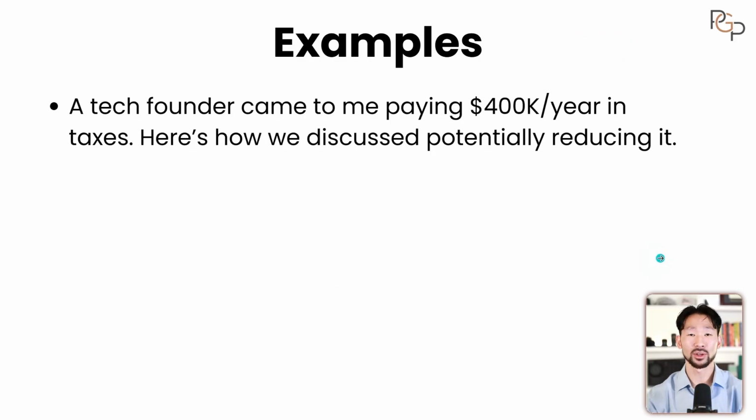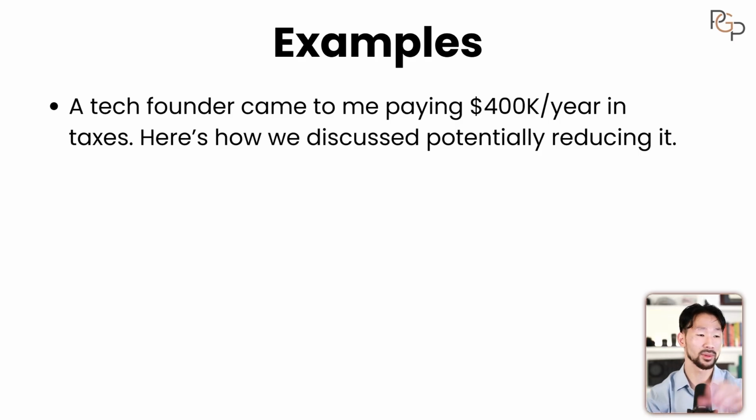The first example here is a tech founder came to me paying $400,000 a year in taxes. Here's how we discuss potentially reducing it. Now, again, you're not focusing on specifics. You're saying, hey, in this scenario where a tech founder came to me with $400,000 in taxes, this is how we would kind of approach it, how we would break it down, the initial questions we would be asking, the different buckets that we would be looking at for potential strategies to reduce those taxes.